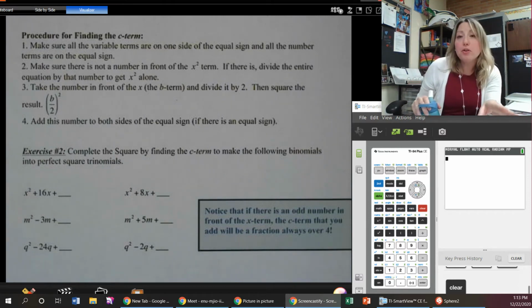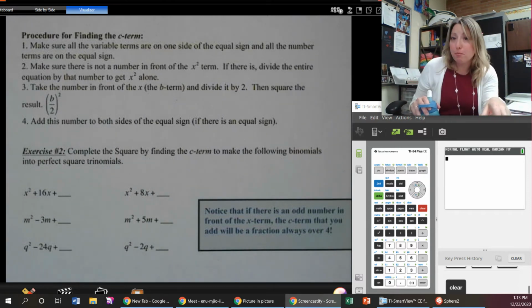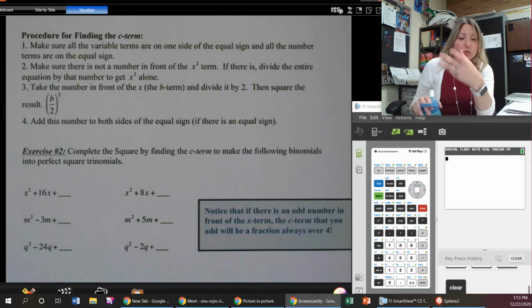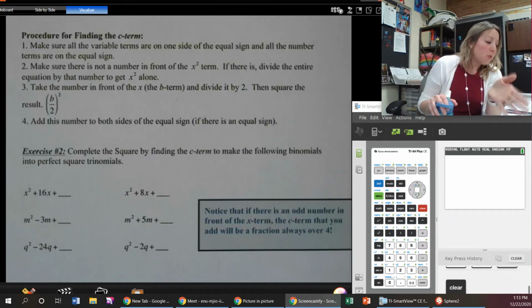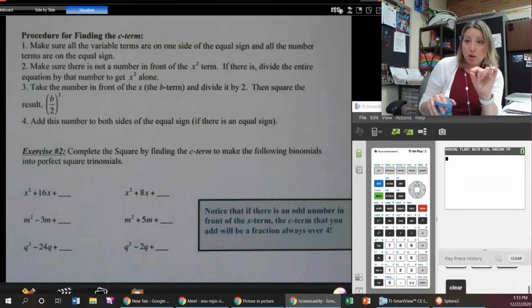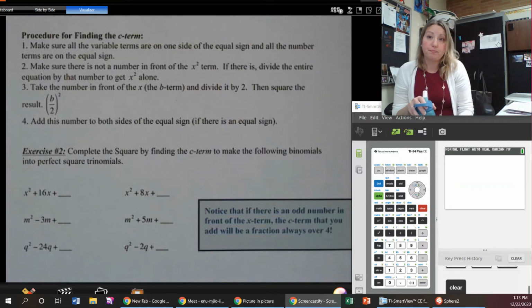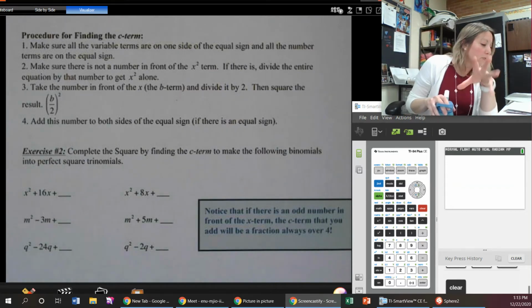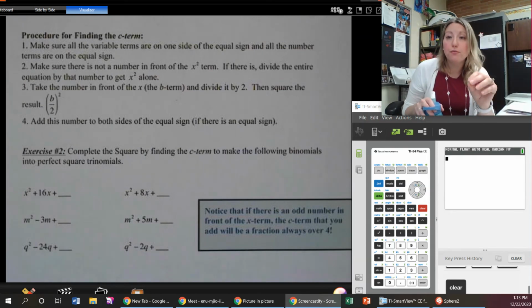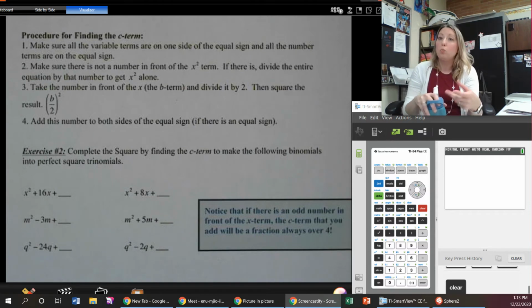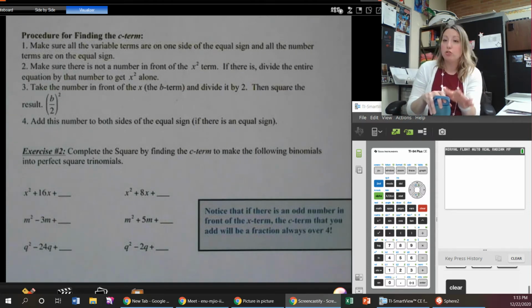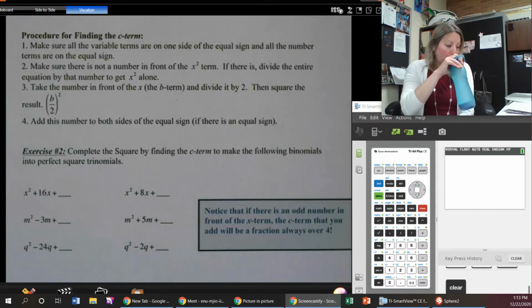If there is a number in front of your x squared, you have to divide everything by it. Everything. And that's going to be one of the things that we encounter. So I'll show you as we go. Okay? Then what you're going to do is take the middle number in front of the x and divide it by 2. And then you're going to square it and add it to the ends. Okay? That results in a perfect square trinomial that you have created. The next lesson is what are we going to do with it? But let's just create it first. All right?